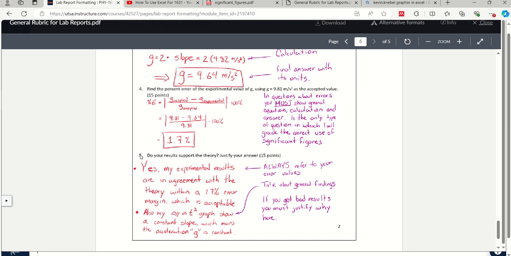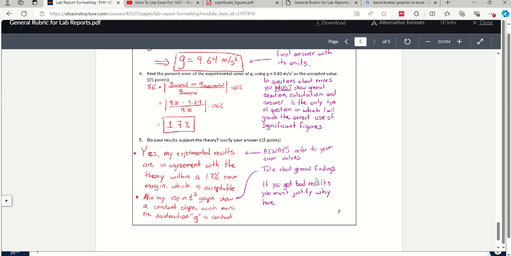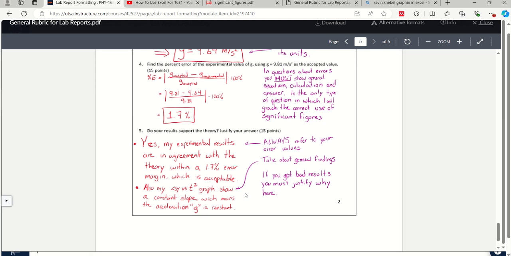you should be fine. So when they ask you, do your results support the theory, always refer to your experimental values, and then talk about general findings, like what you discovered on the experiment, and then if you got bad results, justify why. So it went wrong because of this or that.